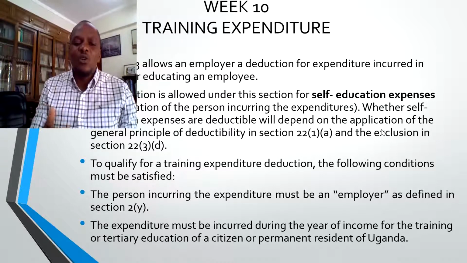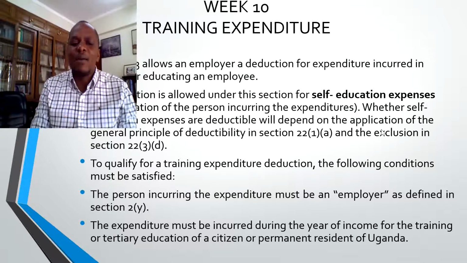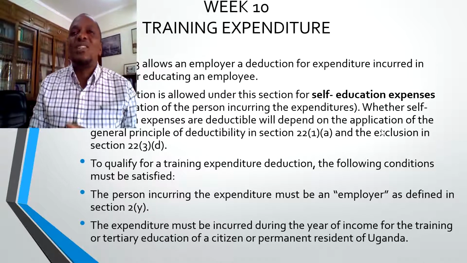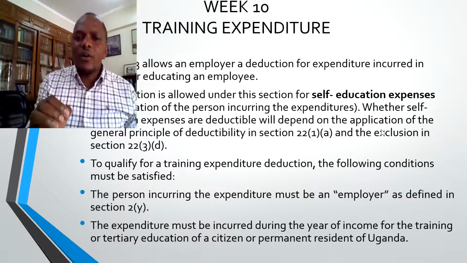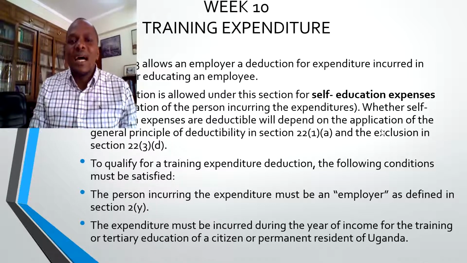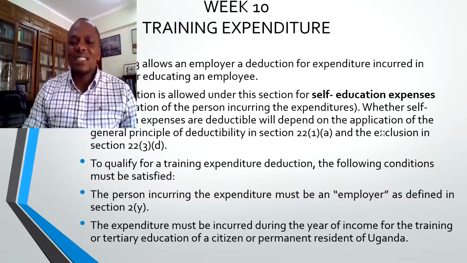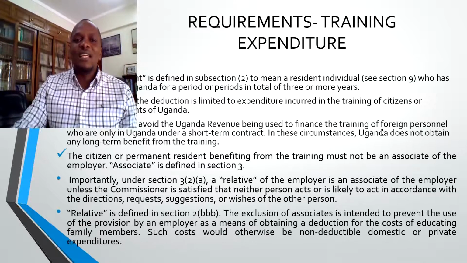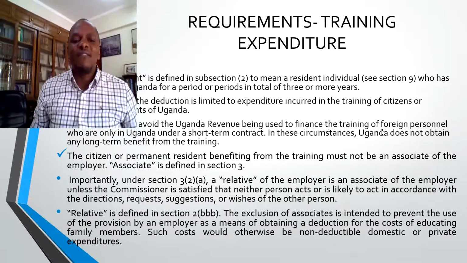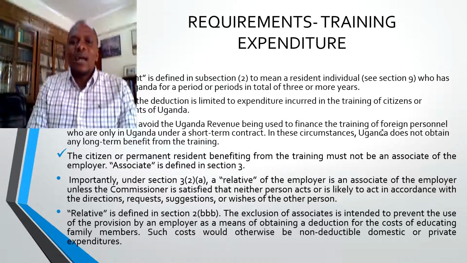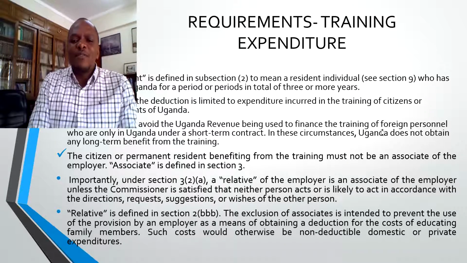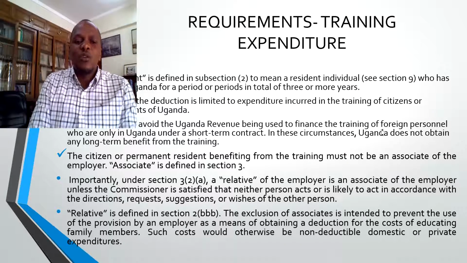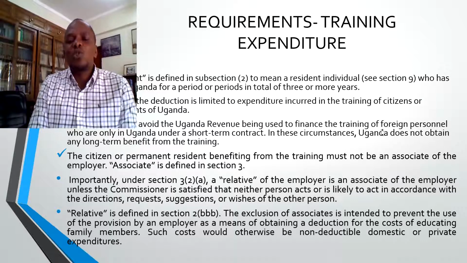And of course, as a general rule, the expenditure must be incurred during a year of income for the training or tertiary education of a citizen or a permanent resident of Uganda. That is very important. You must be a citizen or a permanent resident of Uganda for you to qualify for this training expenditure. And the requirements are further highlighted there, that a citizen or a permanent resident benefiting from training must not be an associate of the employer, and an associate is also defined.